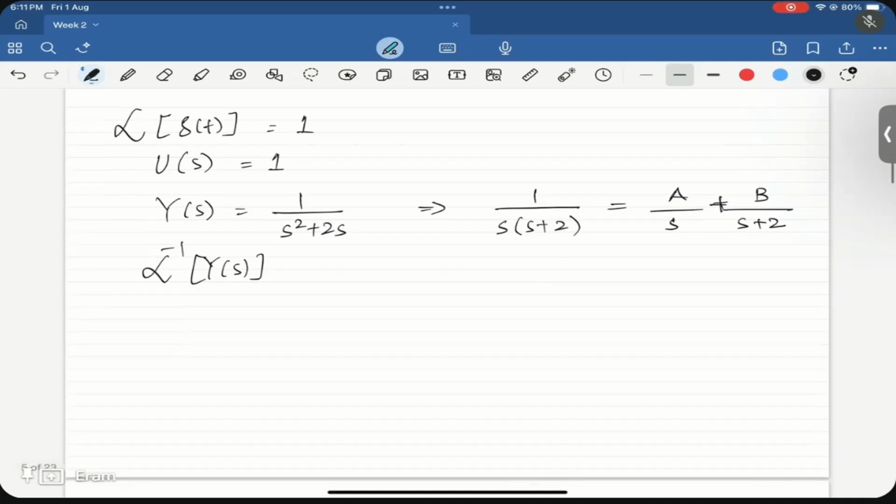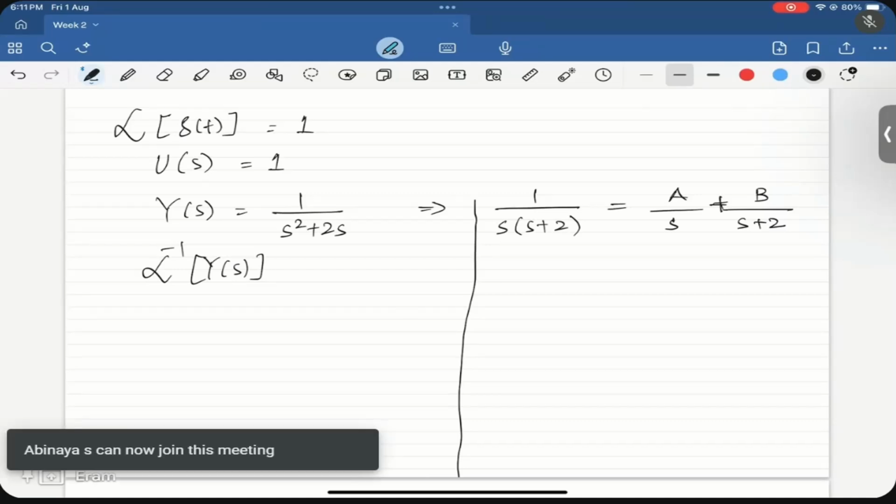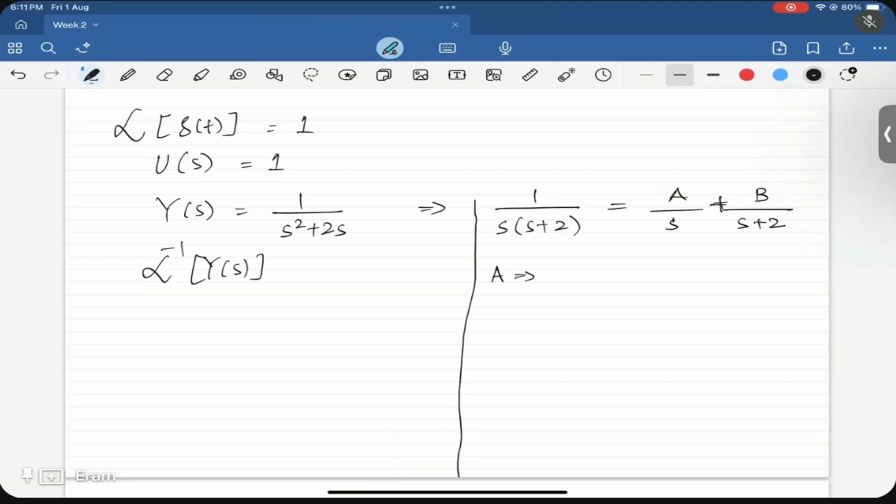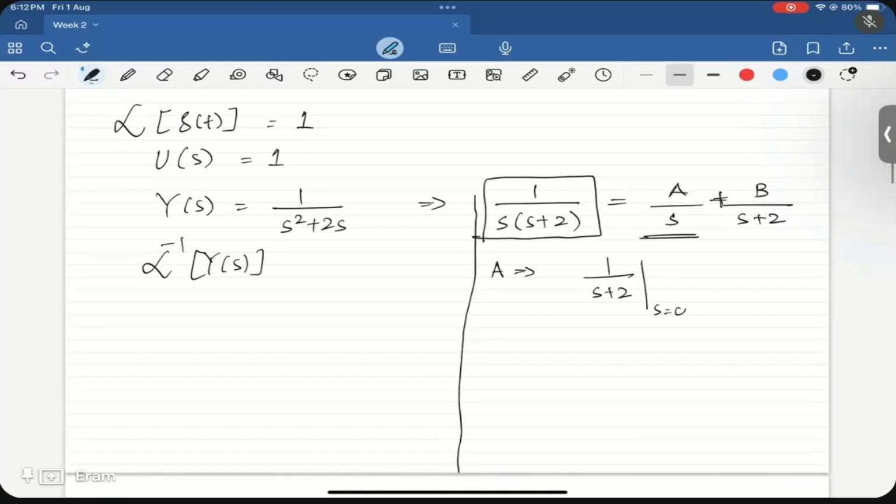Okay, so to find A, this is just the revision of last week's session also, if anyone has missed how to do the Laplace and inverse Laplace. So how to find A? We have to multiply this function with s, because we are finding A, and then put s equals to 0. So A will be 1 by 2.